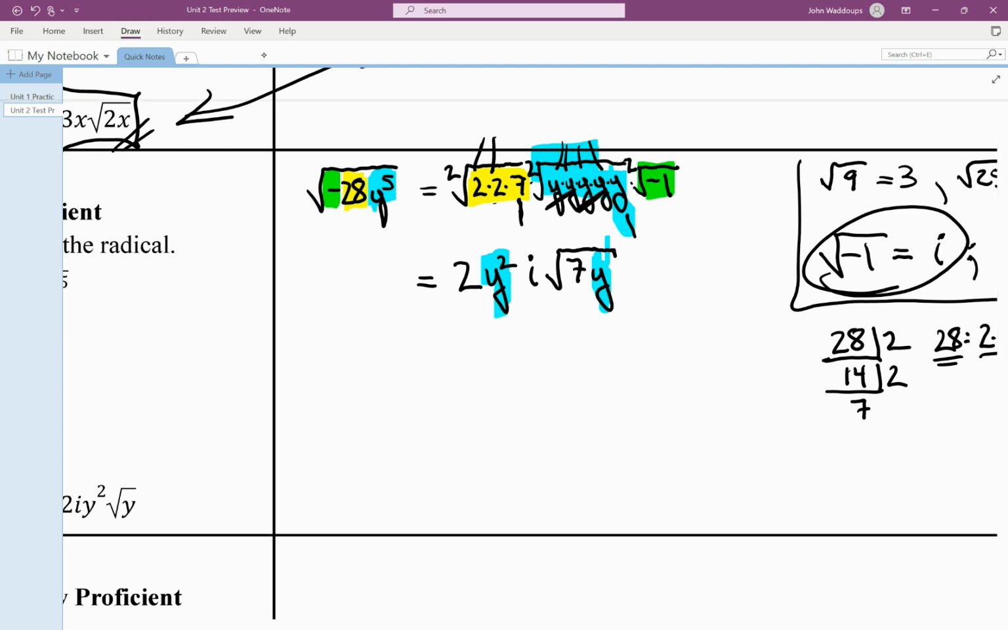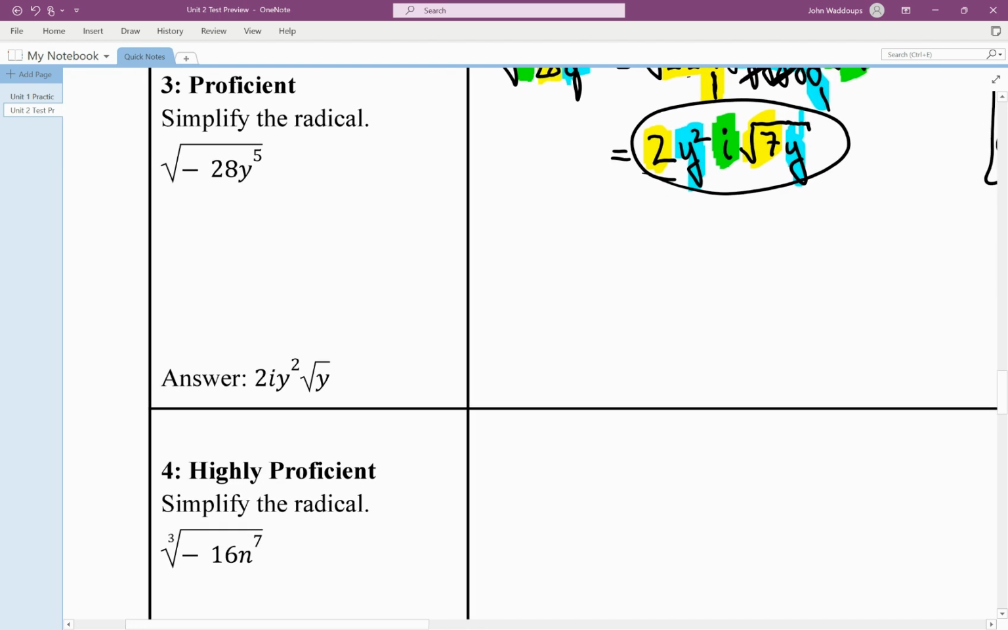This 2 times 2 times 7 takes care of it: the 2 right here takes care of these 2 2's, and this 7 that's still under the radical takes care of this 7 here. And then finally I've got the i, and the square root of negative 1 is i. And so everything's taken care of. What I have as a result is equal to this. They wrote 2iy squared times the square root of y.